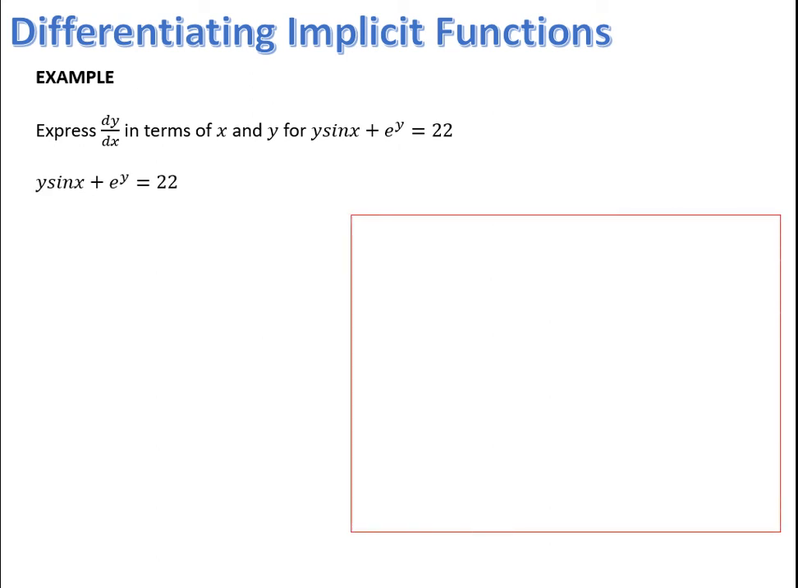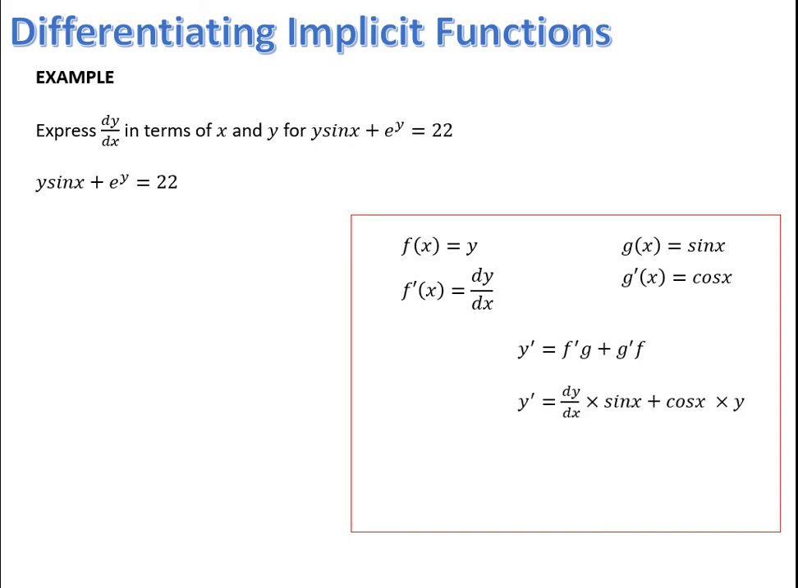So I'm going to do a little box to the side so I can take care of the y sine x. f of x equals y, g of x equals sine x. Then the derivative of y is dy by dx, the derivative of sine x is cos x. Applying the product rule, I get dy by dx times sine x plus cos x times y.